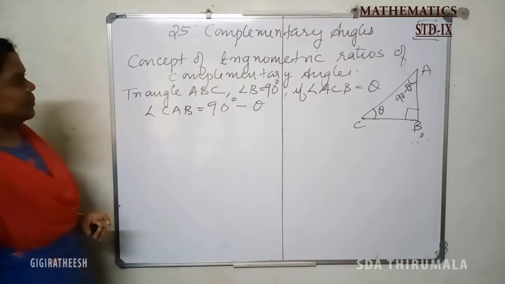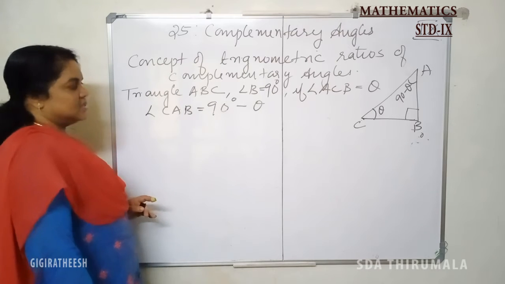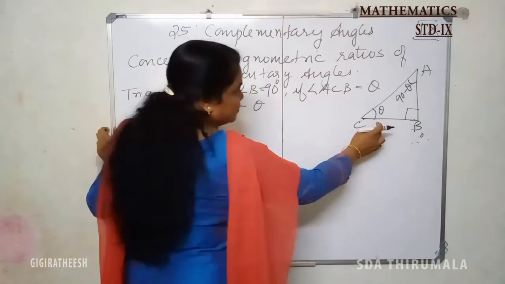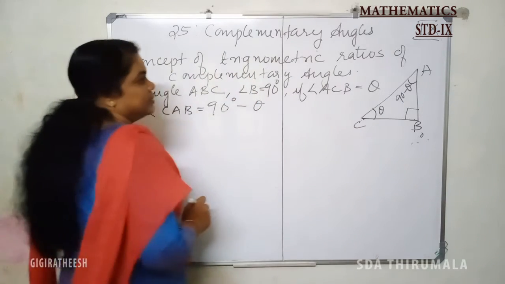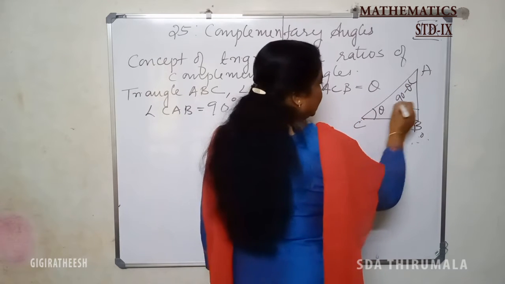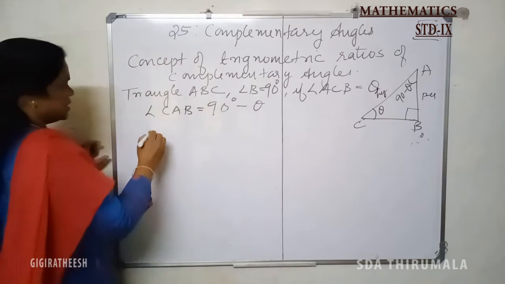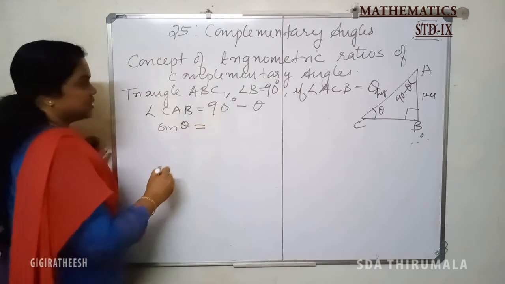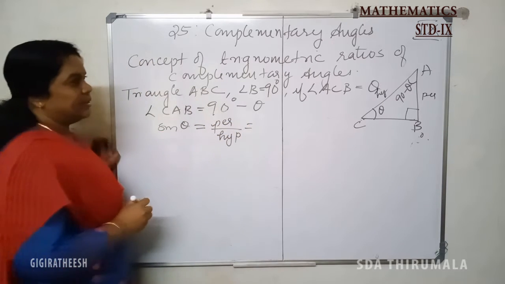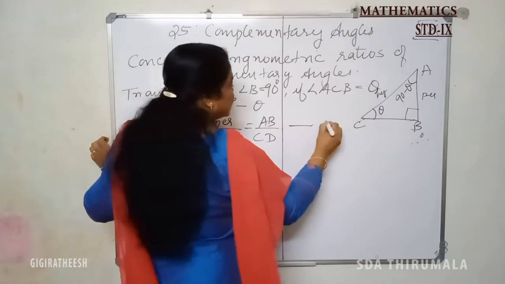From this, how can we find the trigonometric ratios of complementary angles? Take the triangle ACB. First, the angle theta is angle ACB; here AB is the perpendicular and CB is the base, and AC is the hypotenuse. So sin theta is equal to perpendicular by hypotenuse, that is AB by AC. This is equation number 1.